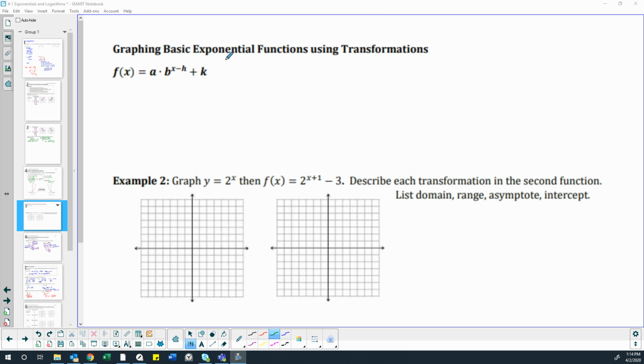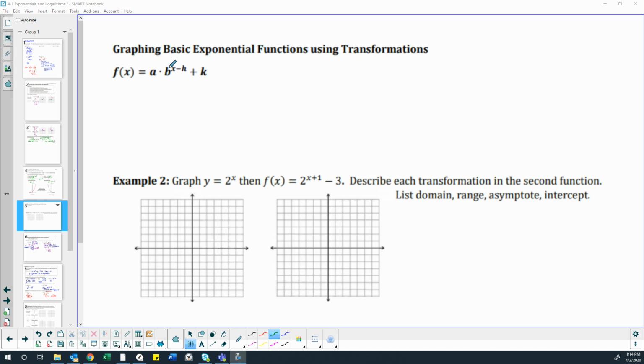Let's talk about transforming exponential graphs. So you might recognize some letters here that we've seen before. A stretches or compresses our graph. H moves our graph left or right, the opposite direction of the sign, which is why there's a negative there. And then K moves our graph up and down. And of course, we already just got done learning about B.